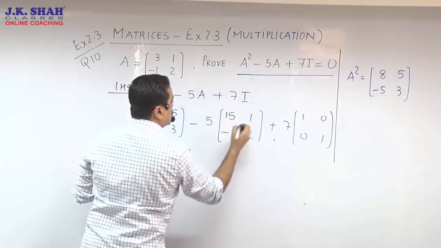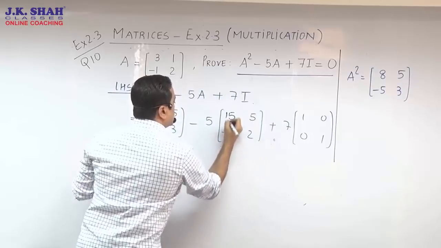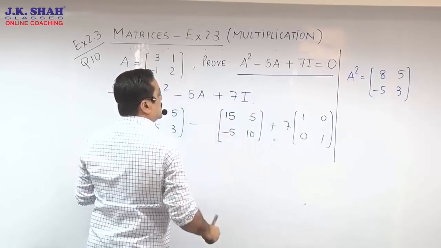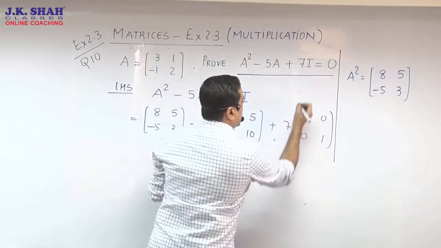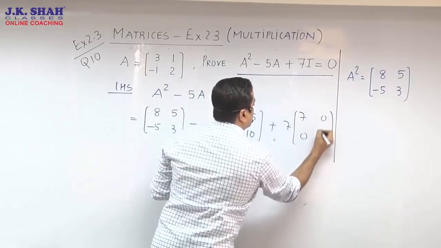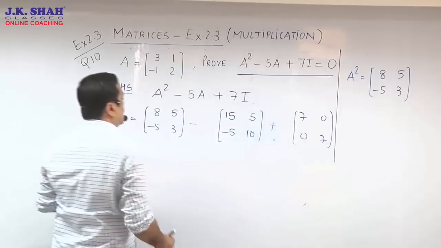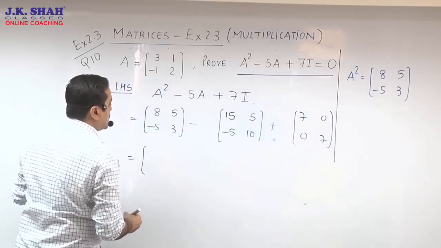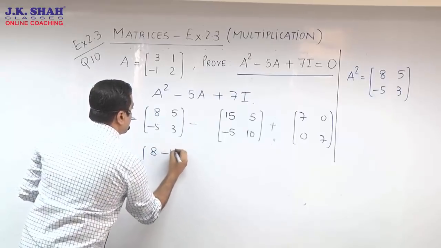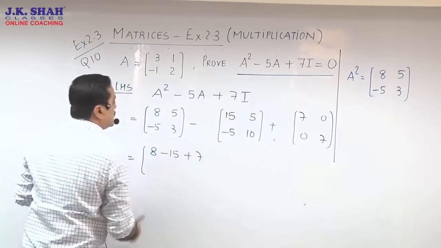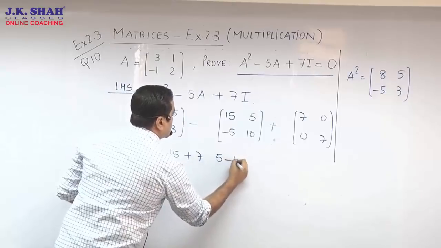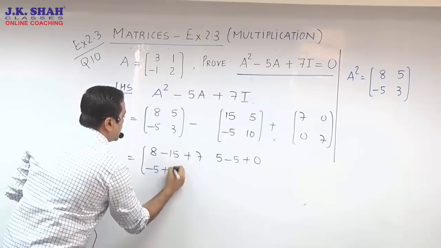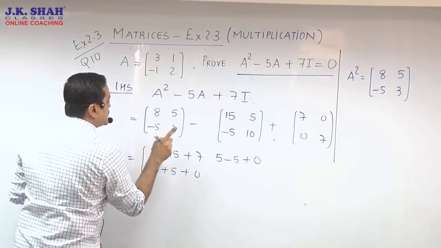15, we had 3 over there. 5, minus 5, 10. The 5 is gone. Similarly, you push your 7 inside. So it's going to be 7, 0, 0, 7, 7 gone. And now the last step, we finish off the addition and subtraction between the corresponding elements. So it's going to be 8 minus 15 plus 7, 5 minus 5 plus 0, minus 5 plus 5 plus 0. I am adding and subtracting the corresponding elements.